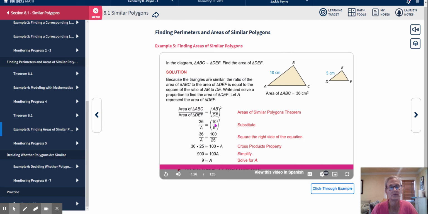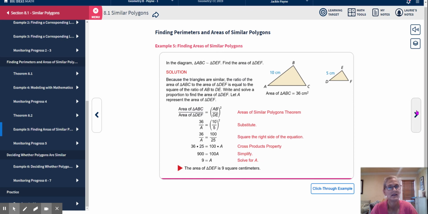Also, if you're doing this right here, you don't necessarily have to square the 10 and the 5. You could, if it does divide the 10 by the 5 to get 2. 2 squared would give you 4, which, as you can see, 100 divided by 25 is 4. You'd get the same answer, just another way to do it.